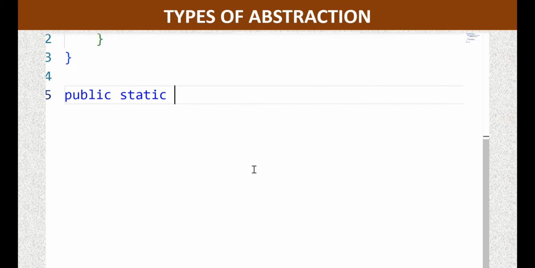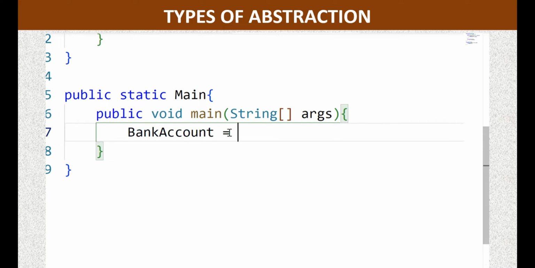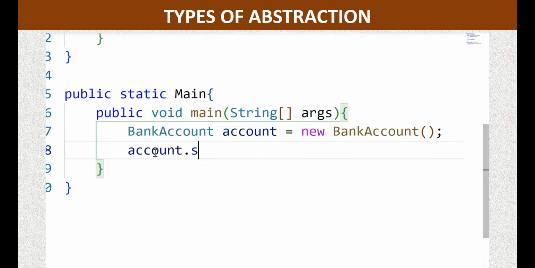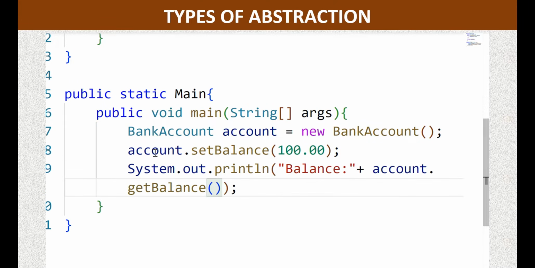Now we see how to use the bank account class in another class. Create an object of the bank account class. Set the balance amount with the setter method, that is setBalance. Now we get the balance amount with the help of the getter method, that is getBalance.